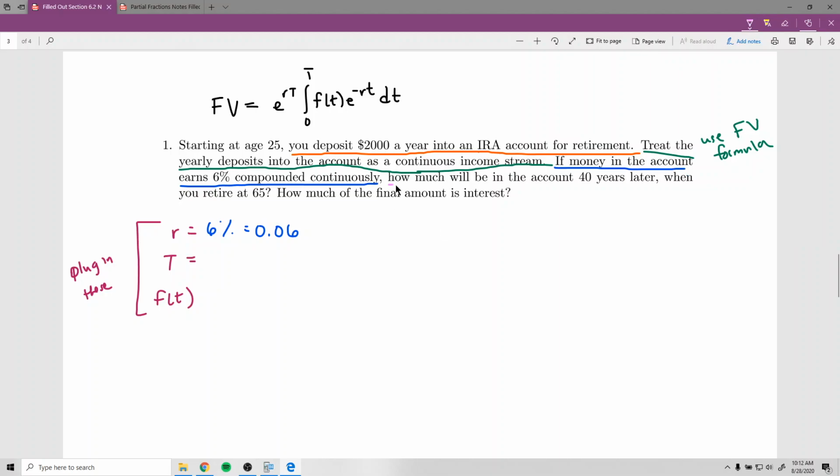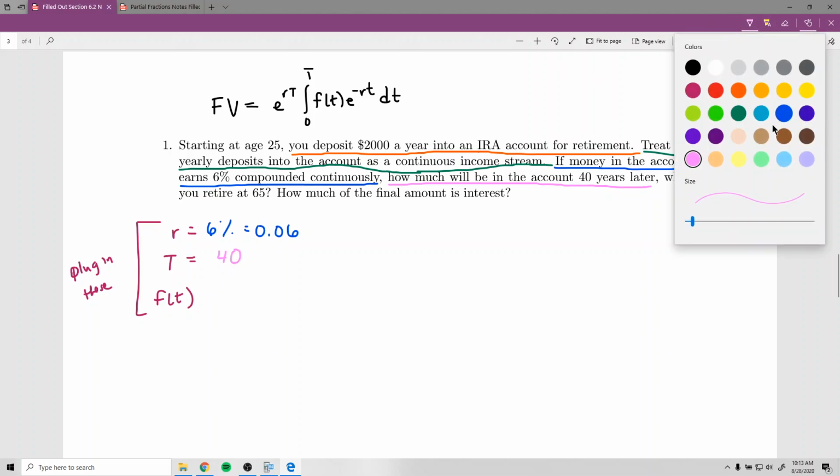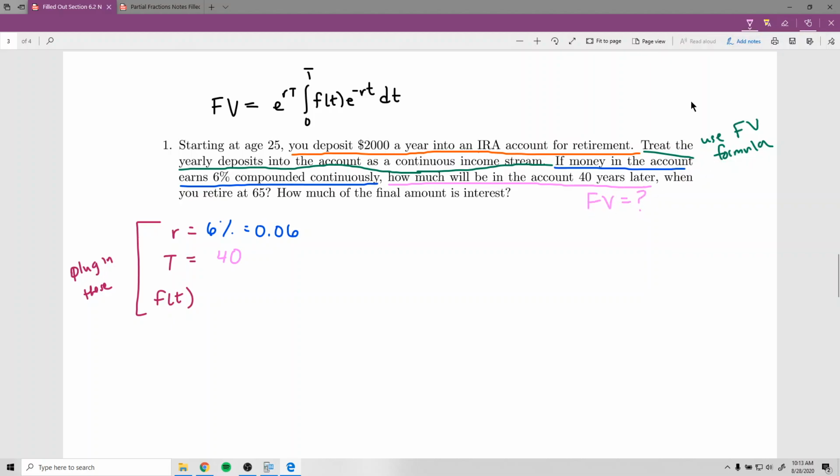The question is, how much will be in the account in 40 years? This is how long it's going to be invested, so that is what capital T means. T is 40 when you retire at 65. So it's asking for the future value. And then just because it's interesting to know, compare this to how much you would have if you didn't invest. How much of the final amount is interest? So we'll have to do this at the end after we get the future value.